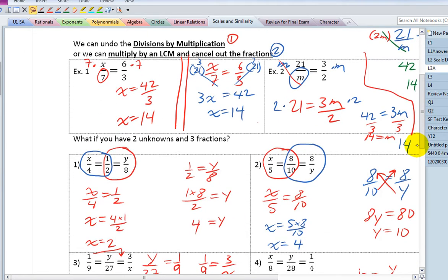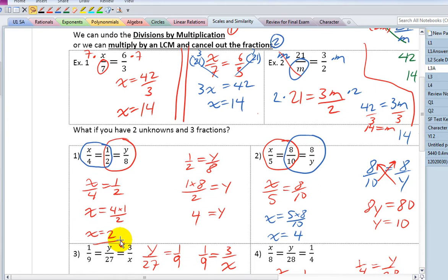So what if, though, the fraction you know is not in the middle? So 1 over 9, where you know the top and the bottom, is in the middle. Well, what we can do is just move it to the middle, and then again, we would have our two separate questions. So we have y over 27 equals 1 over 9, and 1 over 9 equals 3 over x. And really just split them up, two equal questions. So again, now solve for x and y. Go.